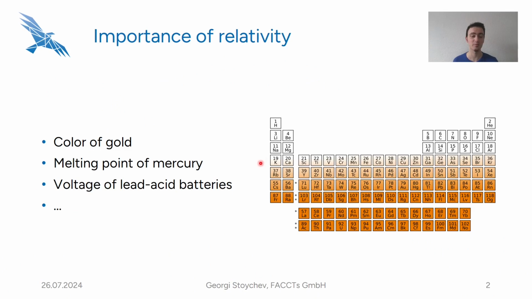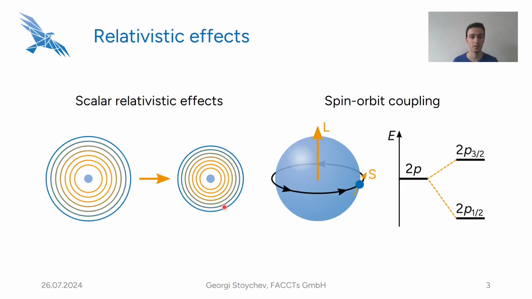The X2C method is a new way of treating relativistic effects in ORCA6. Relativity is responsible for the color of gold, the melting point of mercury, the voltage of lead-acid batteries, and other important observable effects, and it gets more and more important as we go down the periodic table.